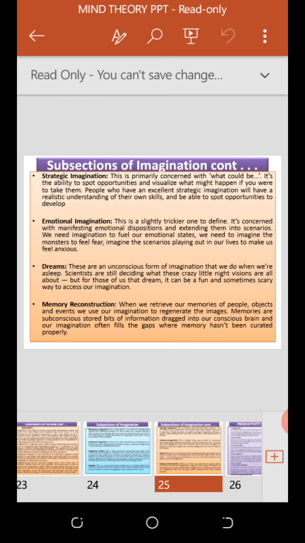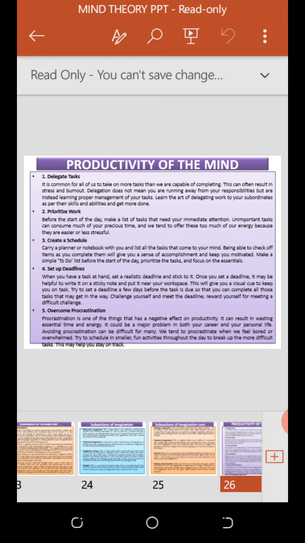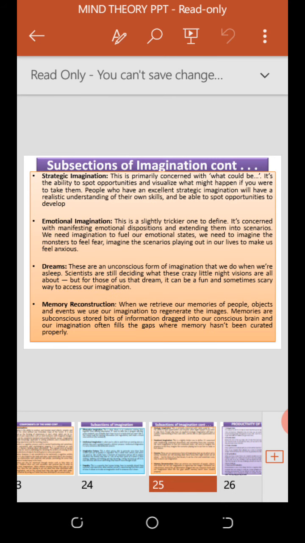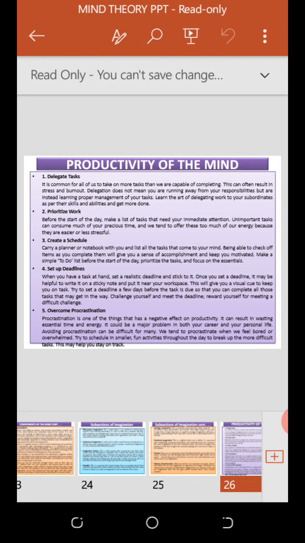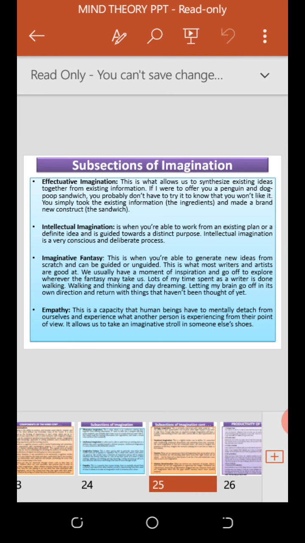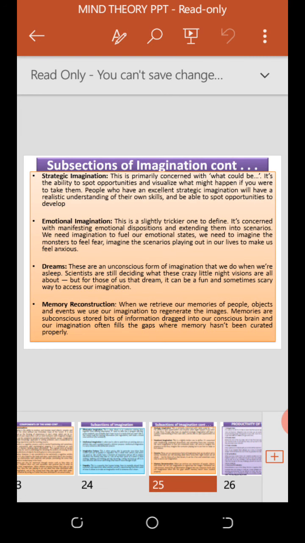Then we have what we call dreams. Dream is the unconscious form of imagination that we as human beings do when we are asleep. That is one level of dream. There's another level of dream that talks about you thinking about what you want to become in the future. But under the theory of mind, dream comes when you are asleep.